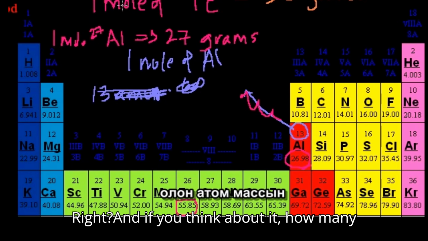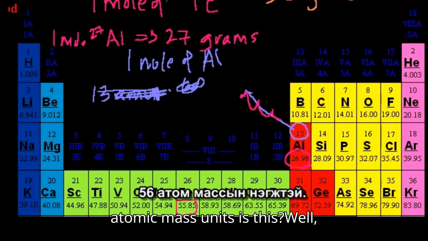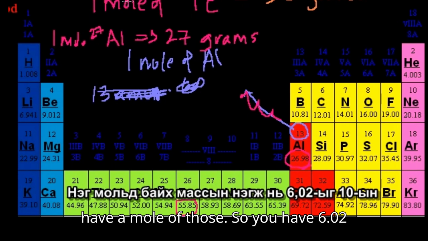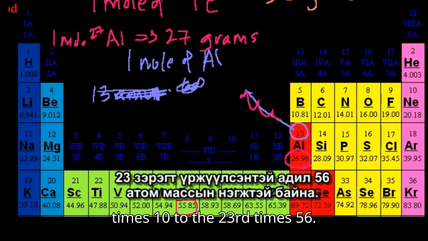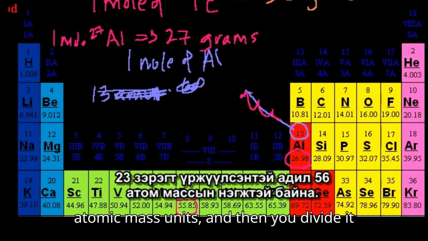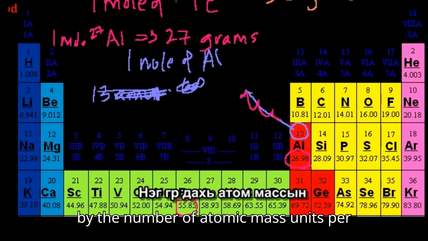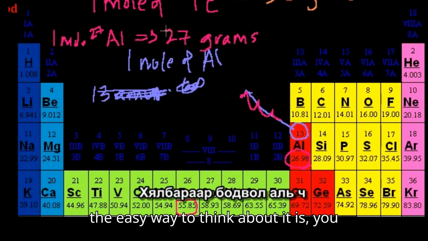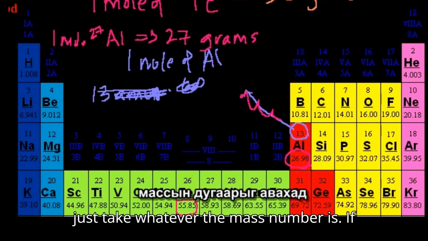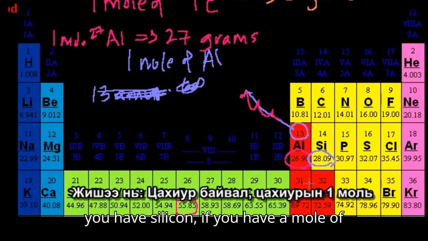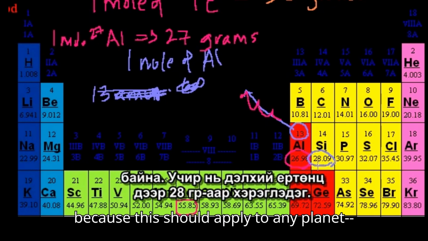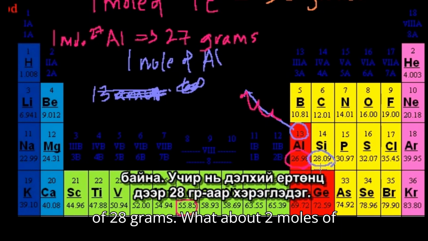Right? And if you think about it, how many atomic mass units is this? Well, it's 56. This is 56 atomic mass units per atom. Then you have a mole of those. So you have 6.02 times 10 to the 23rd times 56 atomic mass units. And then you divide it by the number of atomic mass units per gram, and you end up with 56 grams. But the easy way to think about it is you just take whatever the mass number is. If you have a mole of silicon, it will have a mass, I don't want to say weight because this should apply to any planet, of 28 grams.